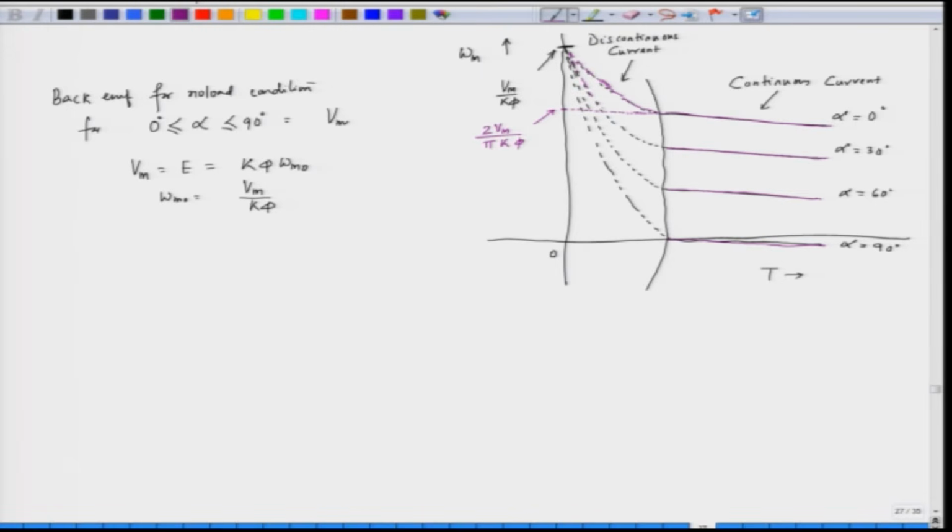The speed falls very quickly, and there is a boundary between continuous current operation and discontinuous current operation, and the boundary is decided by omega m equal to omega c, the critical speed. When the speed is less than the critical speed, it is continuous current operation. When the speed is more than the critical speed, the operation becomes discontinuous.